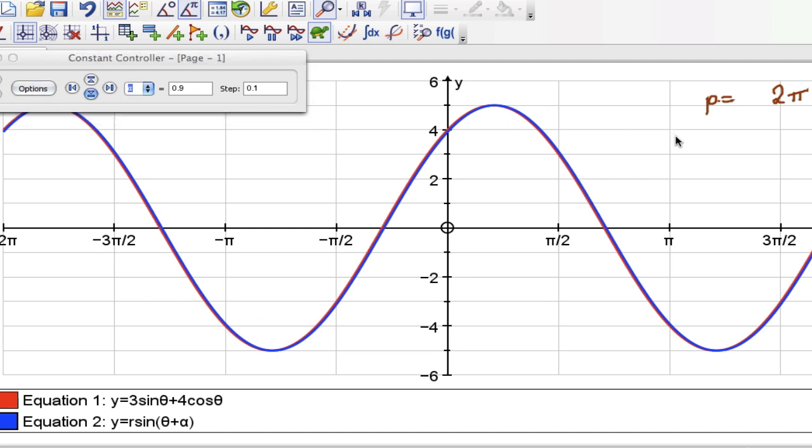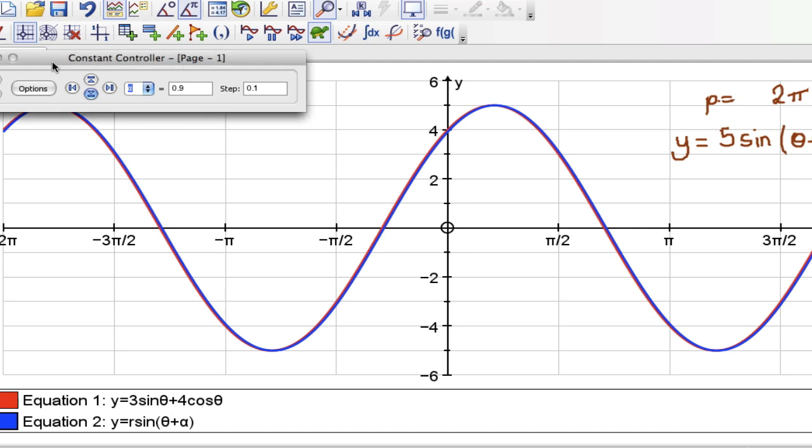So I've drawn the graph y is equal to 5 sine, and I've done theta plus 0.9. Remember, it's in radians. Theta plus 0.9. And that has given me the same thing, or virtually the same thing, as the graph y is 3 sine theta plus 4 cos theta.